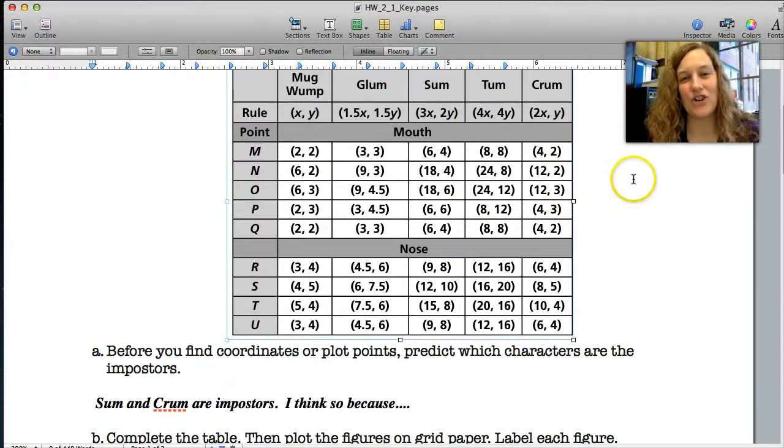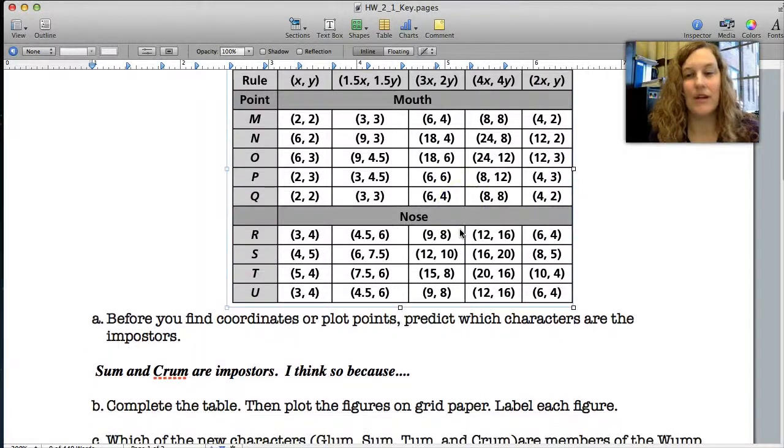So you can take a look at this chart and you can compare it to your values. But basically you're multiplying for glum everything by 1.5. For sum, you're multiplying all your x's by 3, all your y's by 2, tum by 4, both your x and your y, and crumb only your x by 2, and your y stays the same.